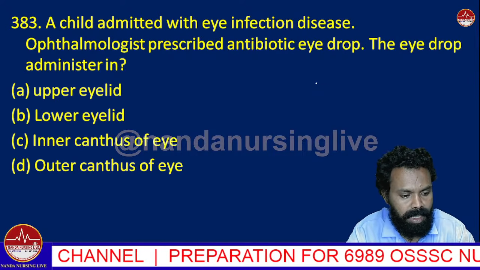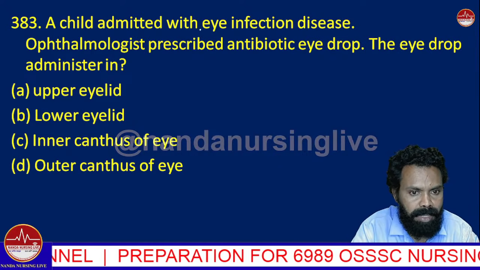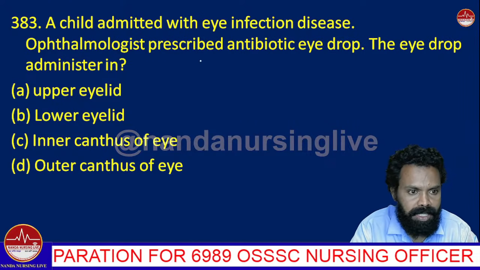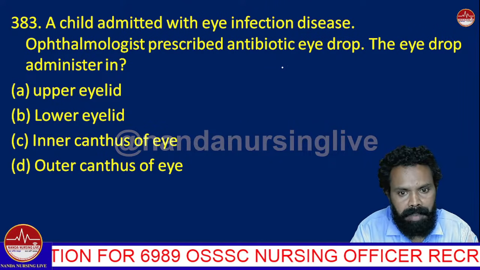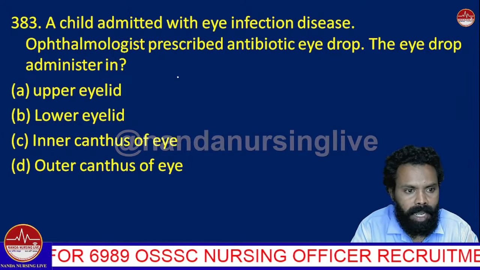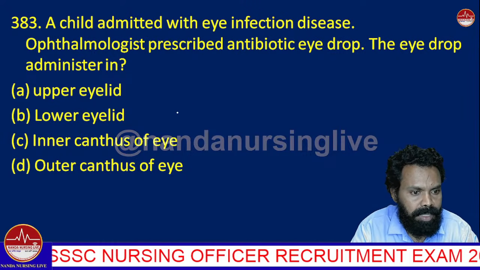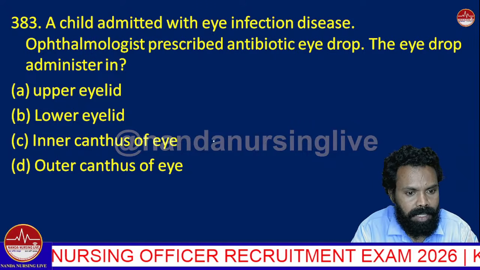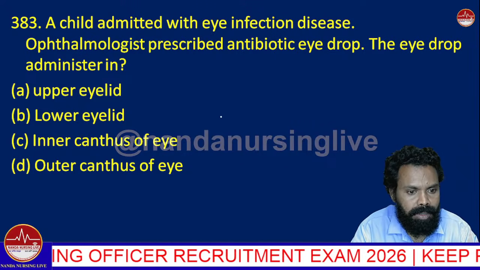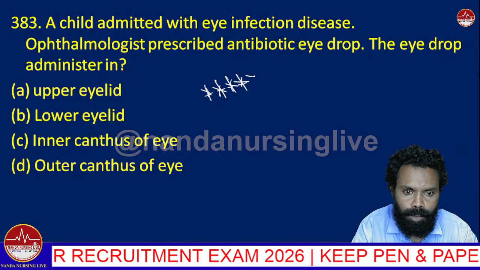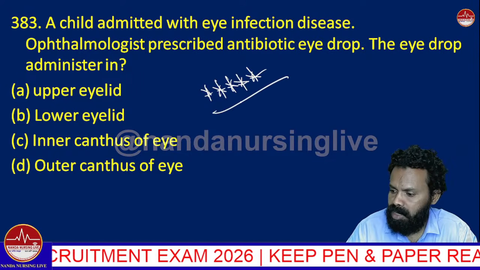Next question, question number 383. A child admitted with an eye infectious disease, the ophthalmologist prescribes antibiotic eye drops. The eye drops are administered in: option A, upper eyelid; option B, lower eyelid; option C, inner canthus of the eye; option D, outer canthus of the eye. Most important MCQ. Which option is the correct answer?